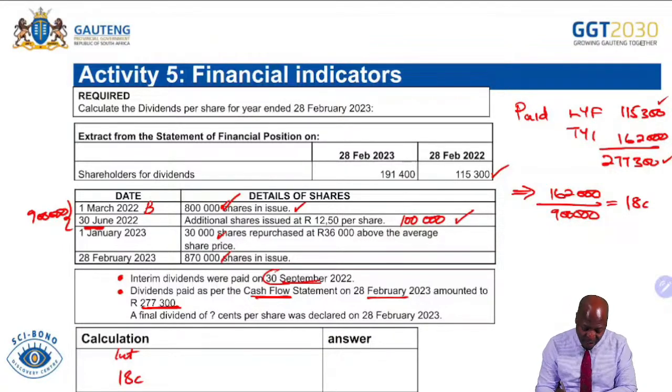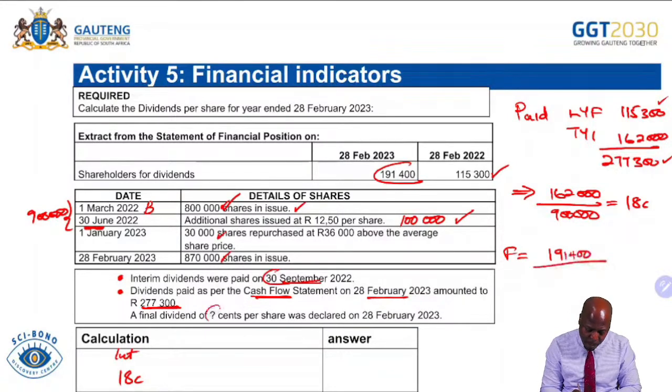On the final dividends, how much was the final? There it is, 191,400. So for the final, it is 191,400 that was declared. But how many shares were we having to declare the final dividend? We want to know this part now. They say a final dividend was declared on 28 February. How many shares were we having on 28 February?